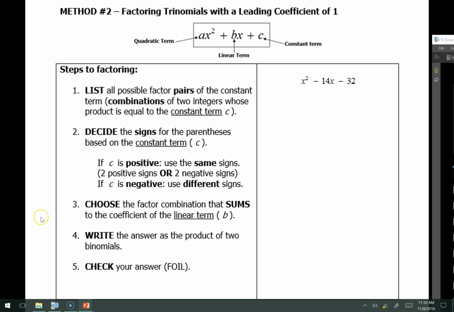Let's look at the second method for factoring. For the second method, we are going to be factoring trinomials, and this time the leading coefficient, that's the a value that's out front, is going to be equal to 1. So let's look at how to do this. If you have an equation that's written in standard form, like it is here, we first want to make sure that yes, indeed, this lead coefficient is 1. That means we can use this method.